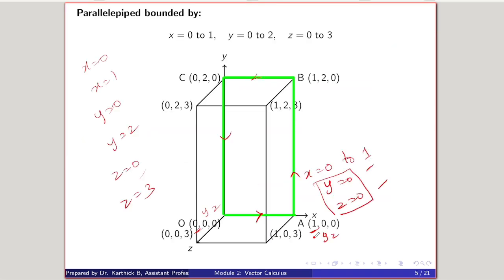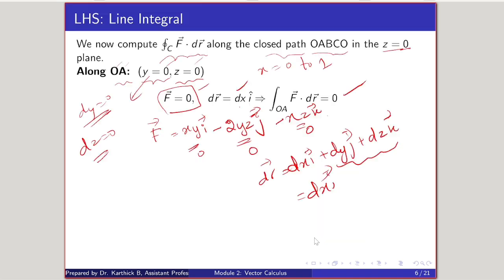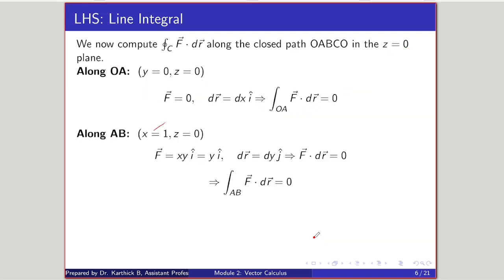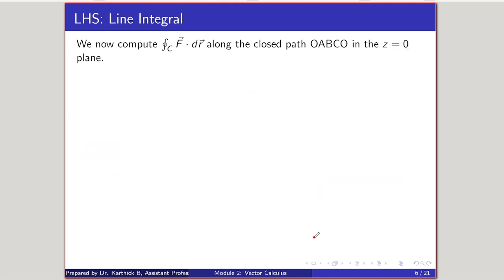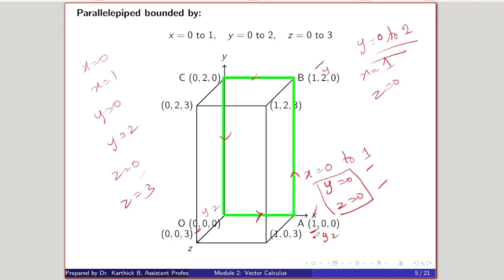The next we go for AB. Just see the AB. See, x values are constant. Here it is 1, here it is 1. And see the value of y. Here y is 0, here y is 2. So y moves from 0 to 2. x is a fixed value 1, and see the value of z. z is also 0. So we are taking that x and z are fixed values. And if I find dx, it will be 0. dz will also be 0. Here the variable is y. y moves from 0 to 2.